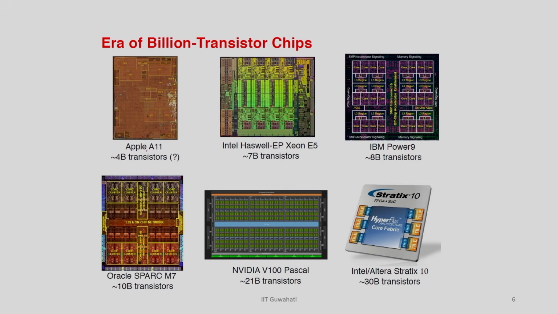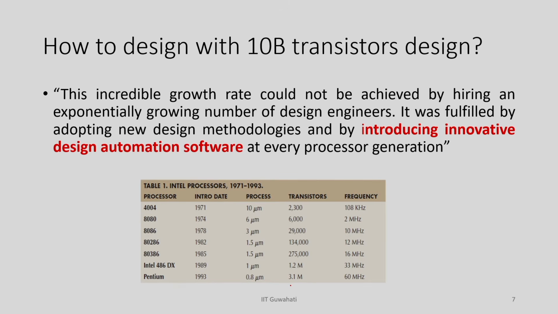So, this is where I have taken certain modern processors. Say Apple A11 has 4 billion transistors, IBM Power 9 has around 8 billion transistors, and this NVIDIA processor has around 21 billion transistors. So that you understand the complexity that the current electronic design automation tools have to handle, right. Now the question here is: how to design this 10 billion transistor design, 20 billion transistor design?